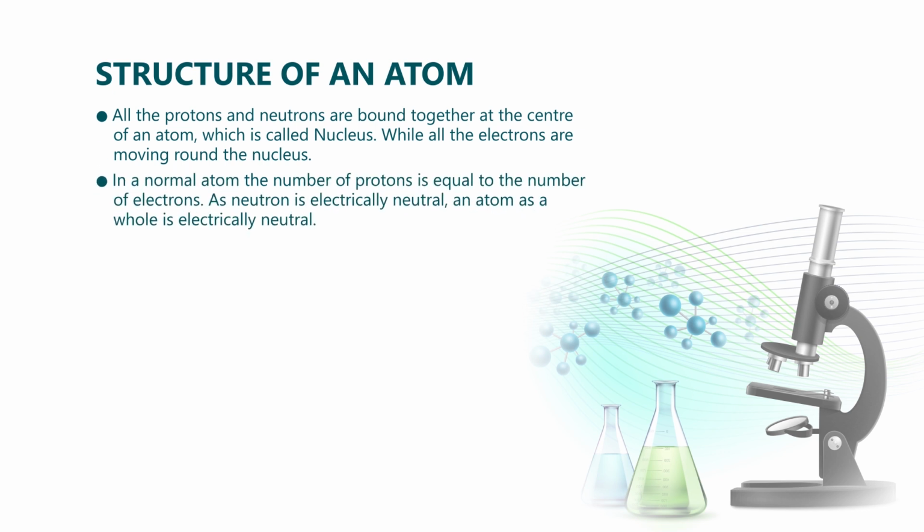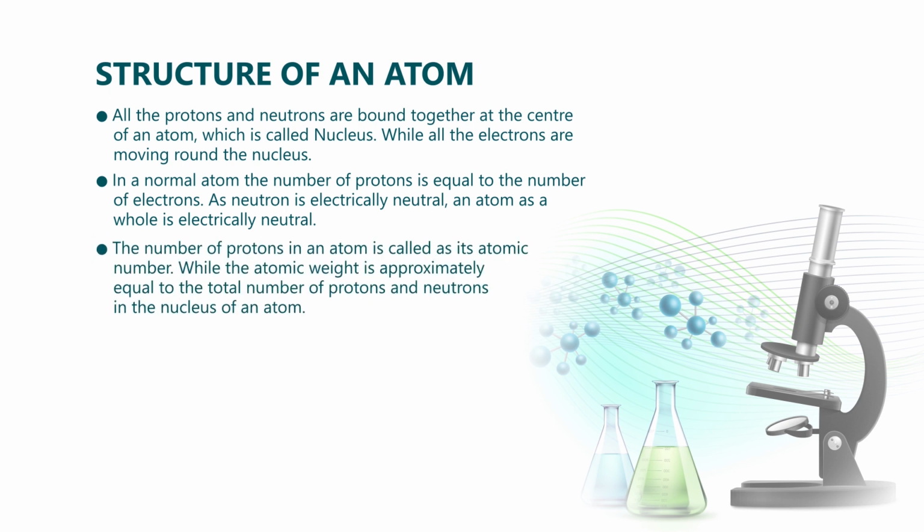In a normal atom, the number of protons is equal to the number of electrons. As neutrons are electrically neutral, an atom as a whole is electrically neutral. That is, in a typical atom, there are exactly as many protons as electrons. Since neutrons have no electrical charge, the entire atom is electrically neutral.